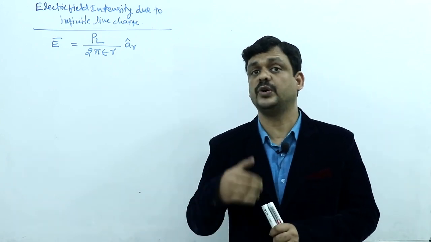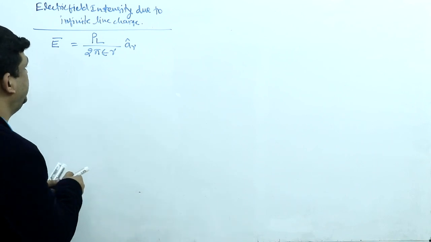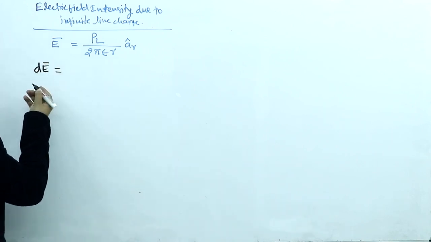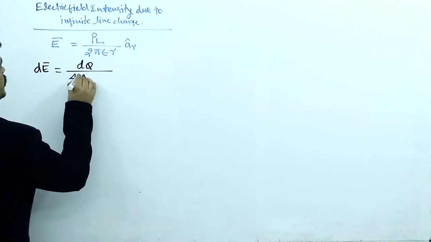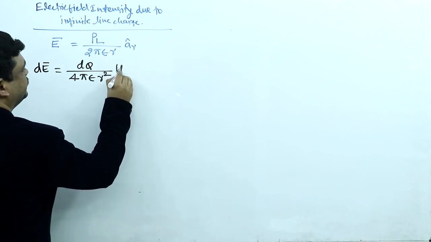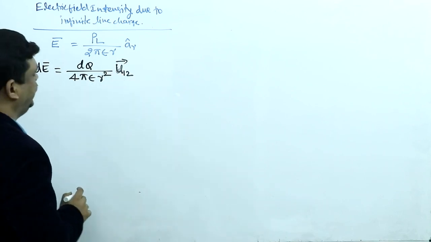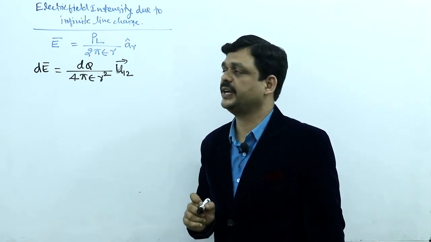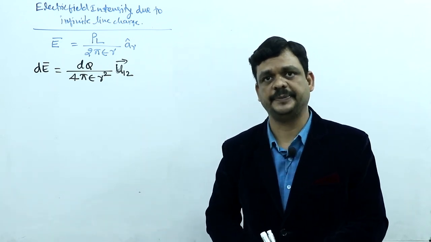From Coulomb's law, the electric field intensity standard equation is defined like this: dE, the differential electric field intensity, is equal to dQ by 4 pi epsilon r square into unit vector. That unit vector I am writing like this, U12. This is the standard electric field intensity equation from Coulomb's law.